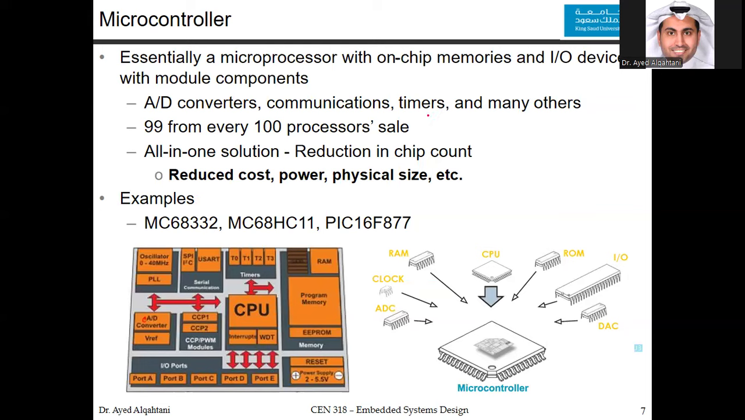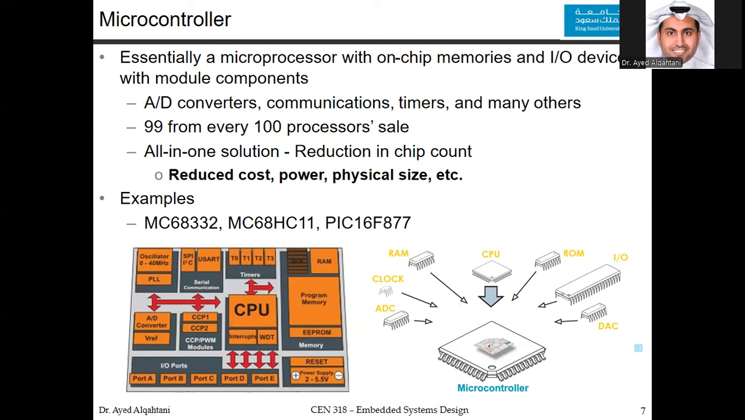You have timers where you count the ticks, and here we have 4 timers, T0, T1, T2, and T3 in this example. You have many other modules, as you can see. You have the oscillator module that's responsible for generating the clock. You also have I/O ports, different ports that you can configure as input or output ports, and so on. So basically, what we mean by the microcontroller is simply a CPU plus other modules that you can see around it.